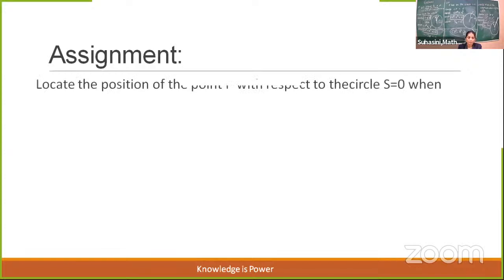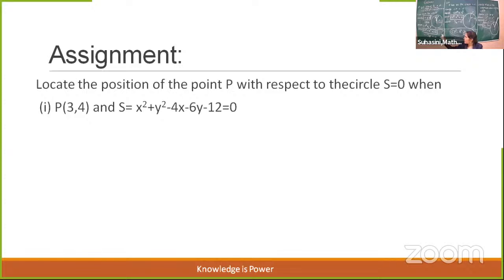Assignment. We have the same kind of problems in our exercise 1B, first bit. Look at the position of the point with respect to the circle S is equal to 0, where the point is 3, 4, and the circle S is equal to x square plus y square minus 4x minus 6y minus 12 equal to 0. First, write the given point P as x1, y1 and the given circle as S. Simply substitute the point in the equation of the circle and denote it as S11. If S11 is less than 0, the point will be inside the circle. If it is equal to 0, then the point will be on the circle. If S11 greater than 0, the point will be in the exterior plane of the circle.